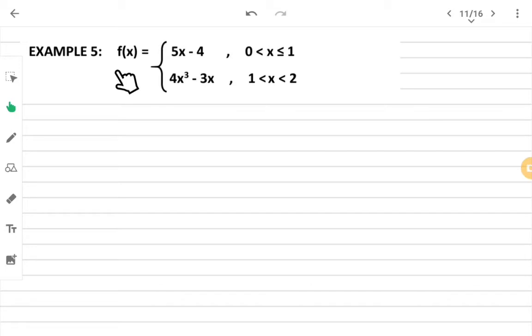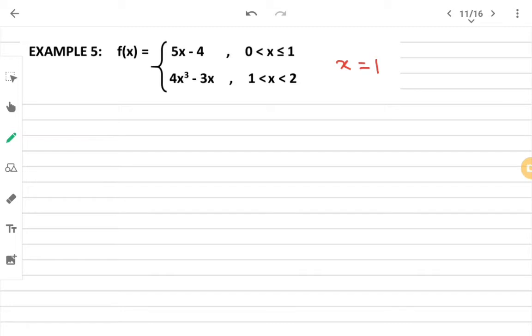In this example 5, they have given two equations. It shows separate functions for the left hand side as well as for the right hand side, and we have to decide using this condition. We have to decide at which point they are asking us to find. Here x is less than or equal to 1 is given. That means it shows that x is equal to 1. So this is the point.